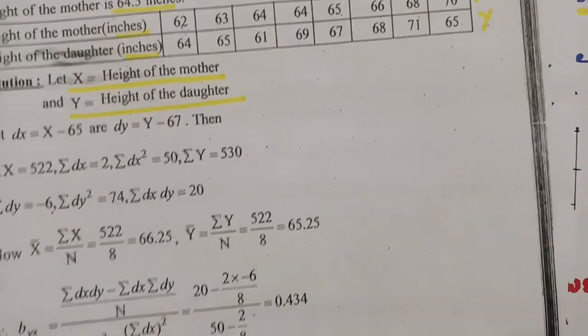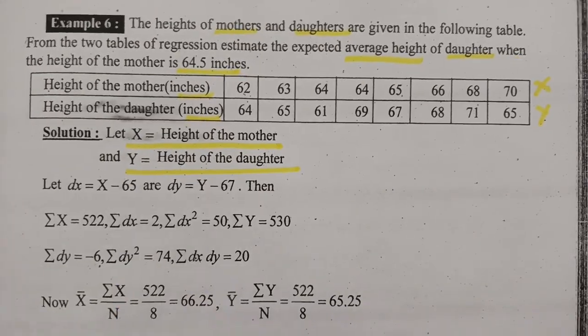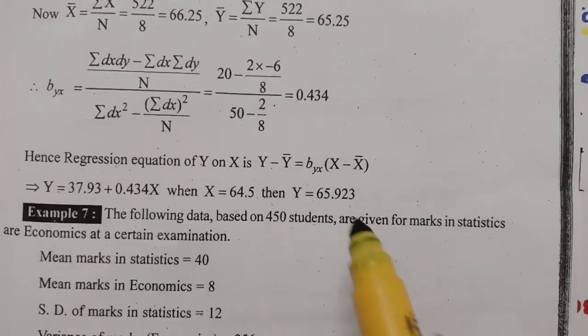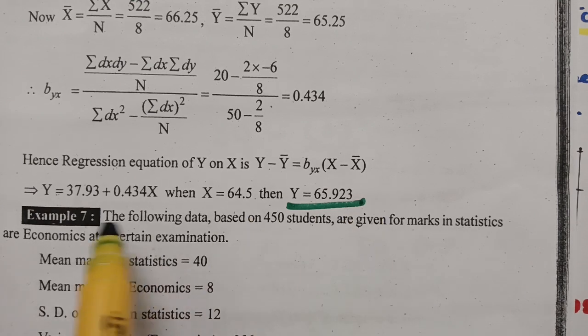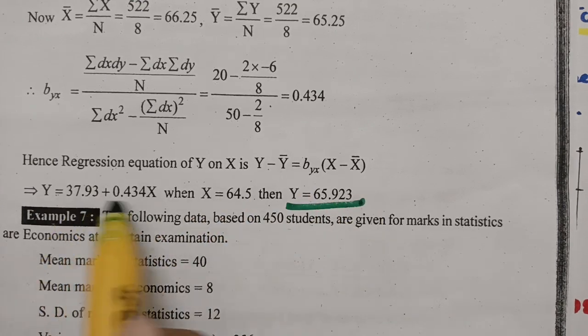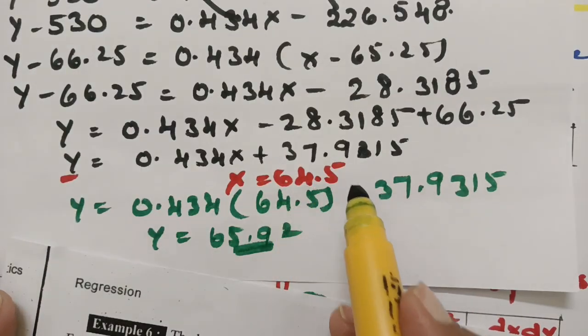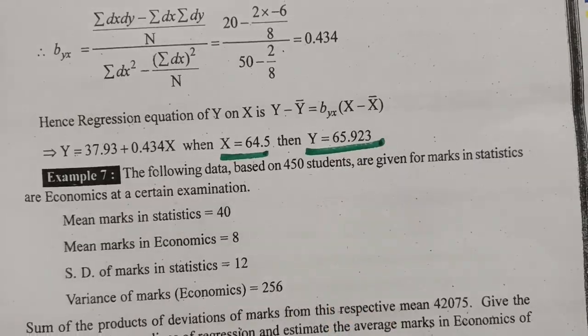So there are few steps here. In the textbook there are very few steps, so all the steps are vividly explained through the table here. The value here is 65.923 when x value is given as 64.5. When you substitute x value as 64.5, we got the height of the daughter as 65.92. So 65.923 is the answer.